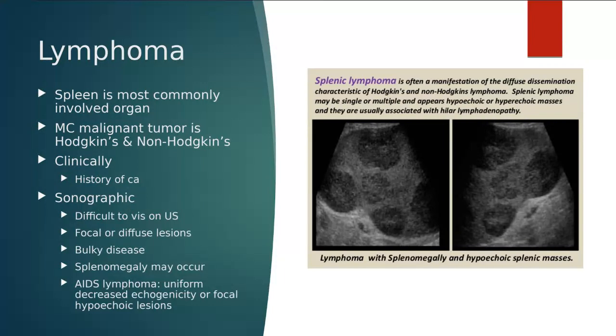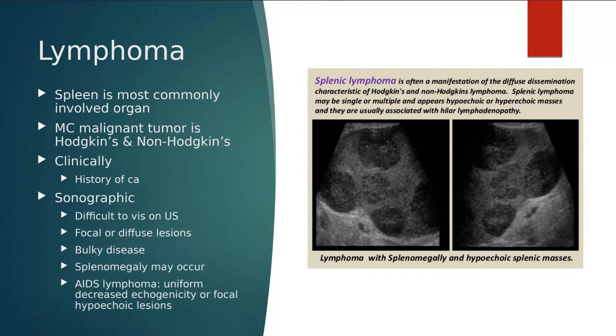Next, we have lymphoma. So finishing up with lymphoma and then metastatic spread. Lymphoma, the spleen is going to be the most commonly involved organ because the spleen is the largest lymphatic organ. So of course it makes sense that lymphoma is going to mainly affect that spleen. The most common malignant tumor is Hodgkin's and non-Hodgkin's lymphoma. I'm sure everyone has heard of that before.